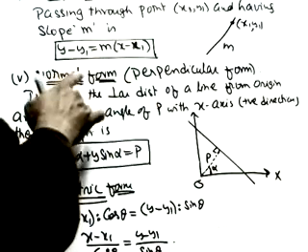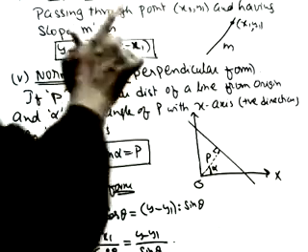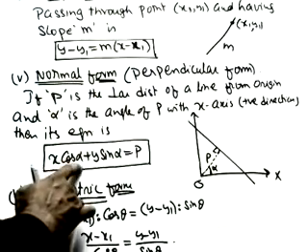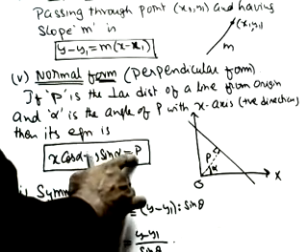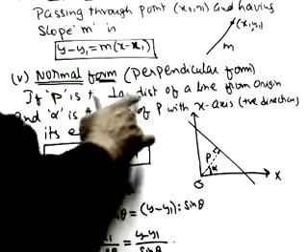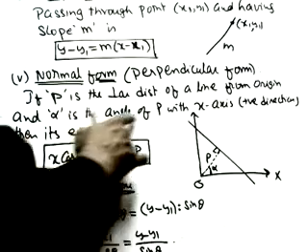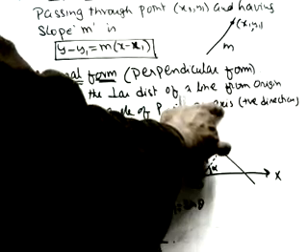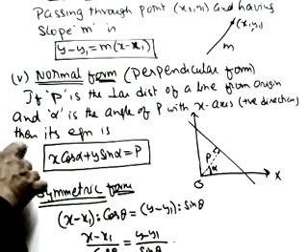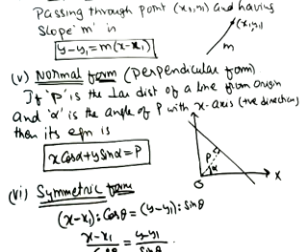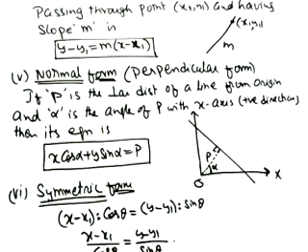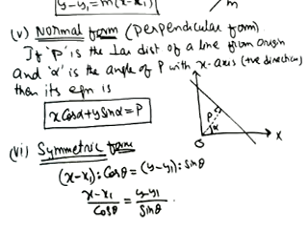Then the normal form or perpendicular form is written as x cos alpha plus y sin alpha equals p. If p is the perpendicular distance of a line from origin and alpha is the angle of p with the x-axis in the positive direction, then its equation is x cos alpha plus y sin alpha equals p.